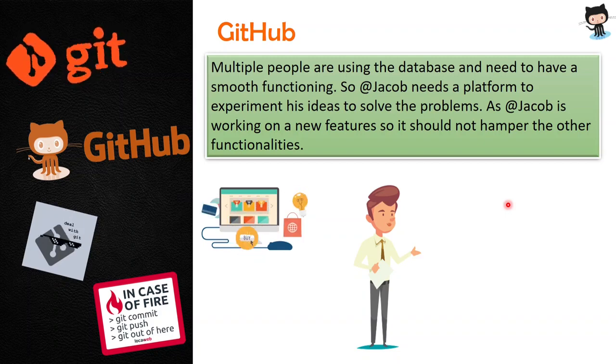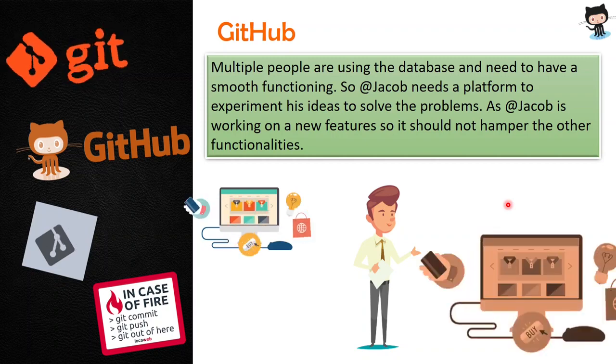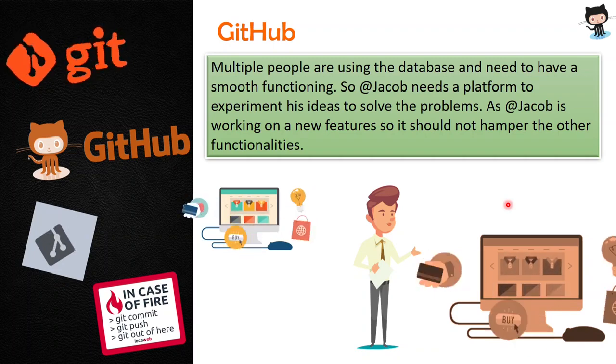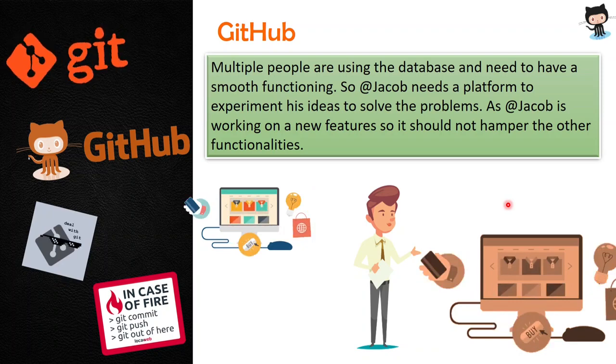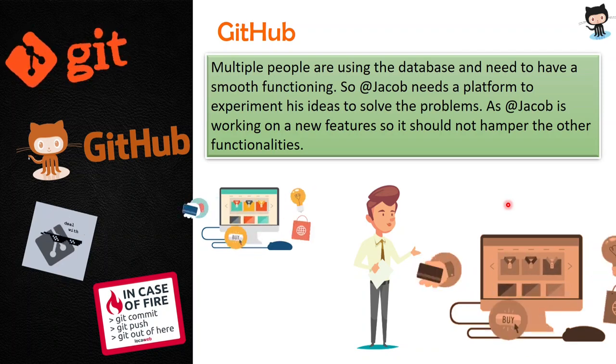He was working on a new feature so that it should not hamper the other functionalities. What he did is he created a branch of the code. Okay, he created a different branch of the code that is just an alternate timeline where he can safely make his changes, test those changes, check whether they are working or not, or also add some new features to it. It's just an alternate timeline, okay, which Jacob created.